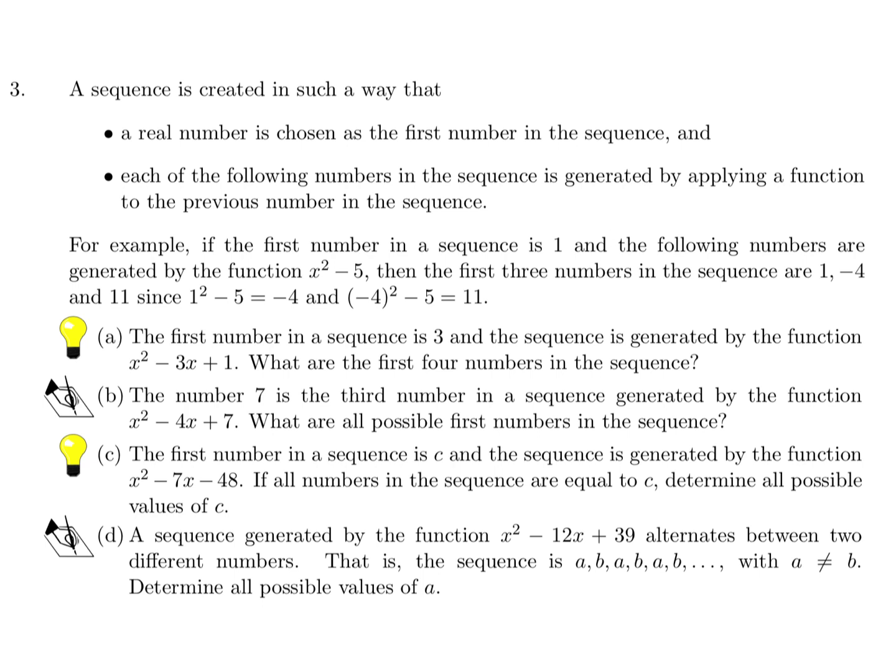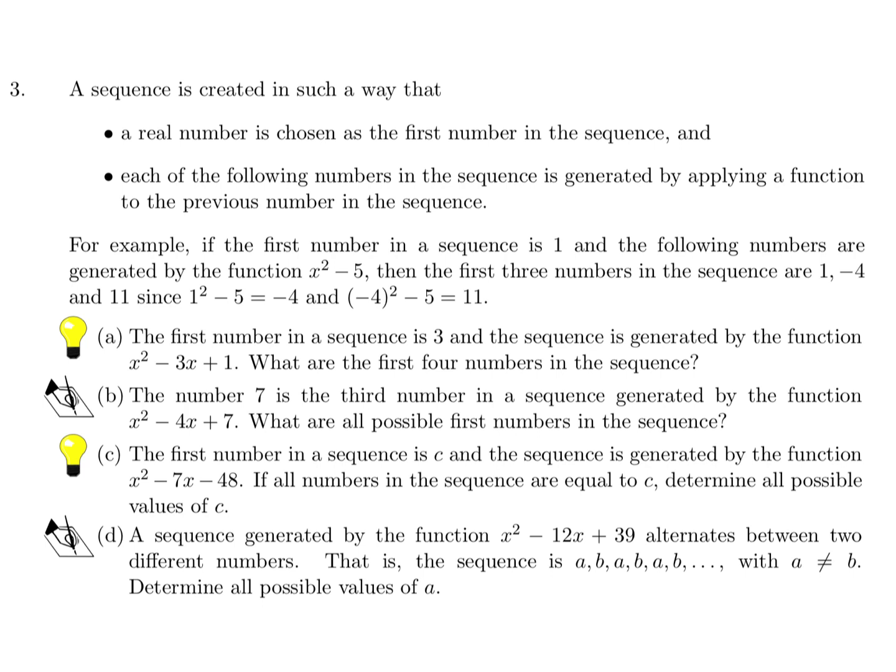A sequence is created in such a way that a real number is chosen as the first number in the sequence, and each of the following numbers in the sequence is generated by applying a function to the previous number in the sequence. For example, if the first number in the sequence is 1, and the following numbers are generated by the function x squared minus 5, then the first 3 numbers in the sequence will be 1, negative 4, and 11. Since 1 squared minus 5 is negative 4, and negative 4 squared minus 5 is 11.